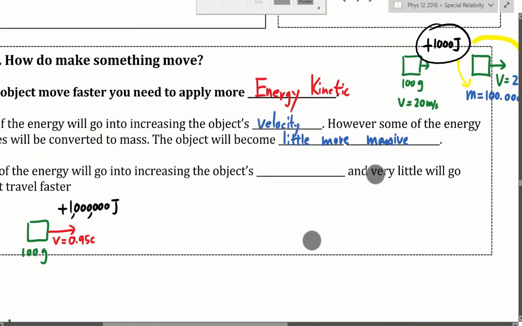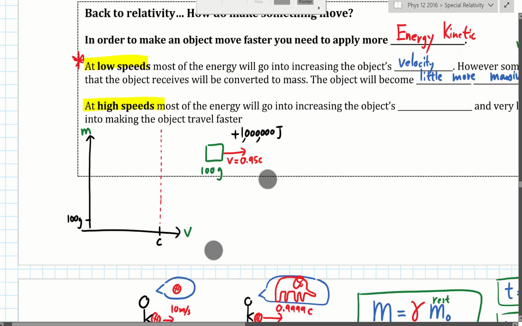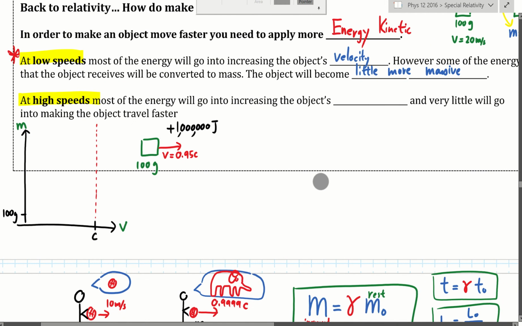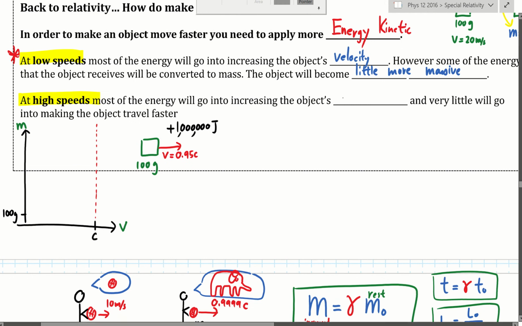Okay. Now, what happens when an object is already moving very close to the speed of light? Or the object maybe starts off slowly, but then it's picking up speed so that it is actually going almost at the speed of light. So in this case, at high speed, most of the energy will actually go into increasing the object's mass instead. You're going to get most of the energy increasing mass, and very little of the energy will actually make the object go faster.